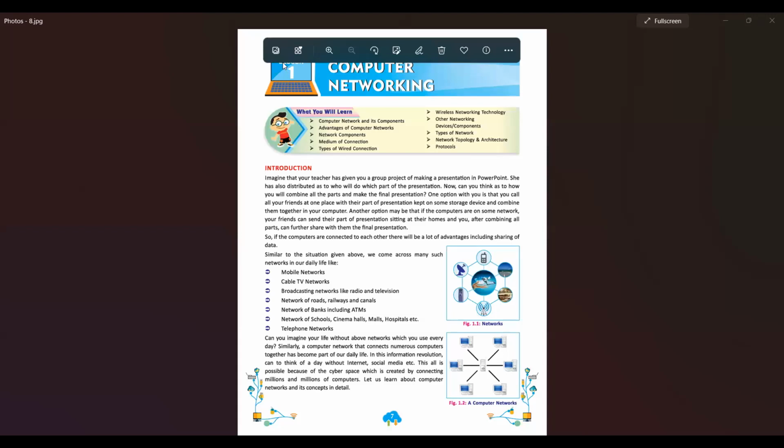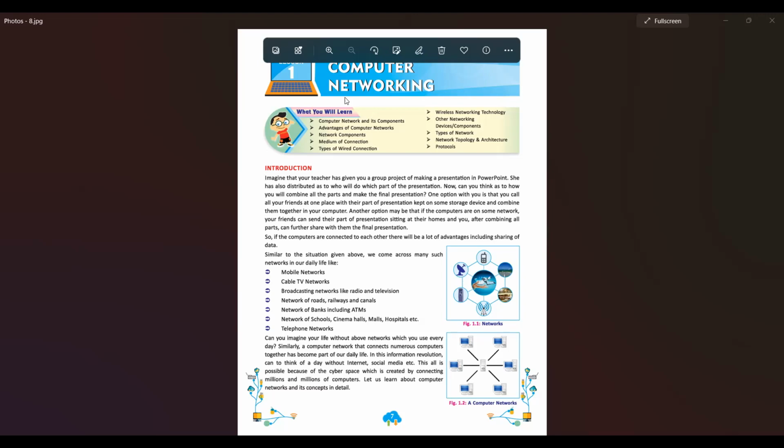My dear students, as you know, we are working on chapter number 1, computer networking. I told you earlier what is networking and what is computer networking. Networking is an exchange of information with each other. When two or more people are involved with each other and sharing data and information, this is called networking. In terms of computers, when two or more computers are connected with each other and sharing data, devices and peripherals, this is called computer networking.